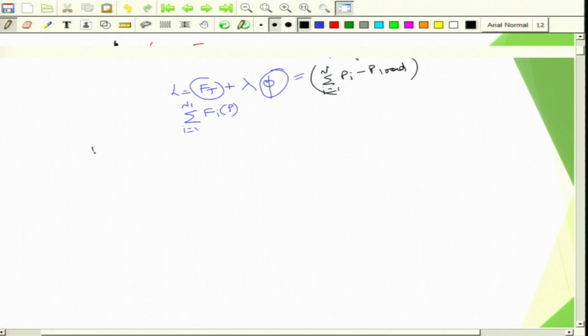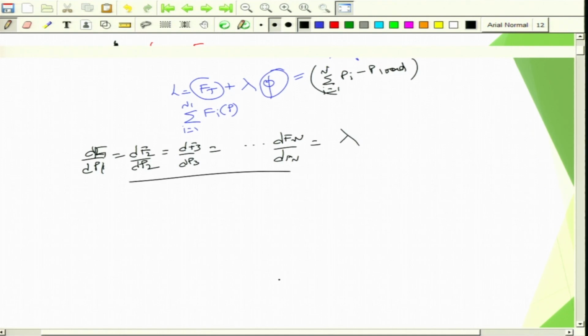Now, for each generator you obtain the incremental fuel cost, and ultimately the Lagrangian function leads to df1 by dp1 equal to df2 by dp2 equal to df3 by dp3, and similarly up to dfn by dpn, which is equal to the Lagrangian multiplier. That means the incremental fuel cost of each generator is the same, and that is the Lagrangian multiplier.